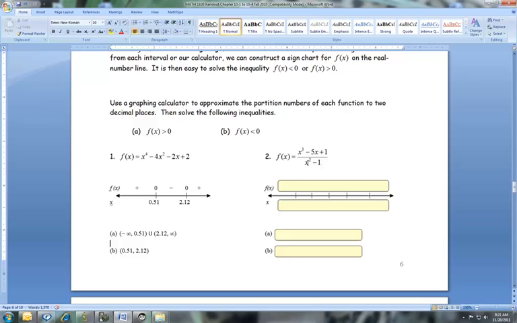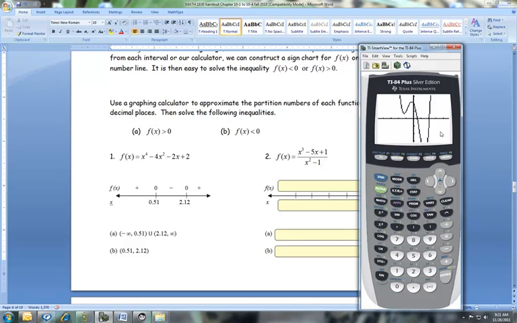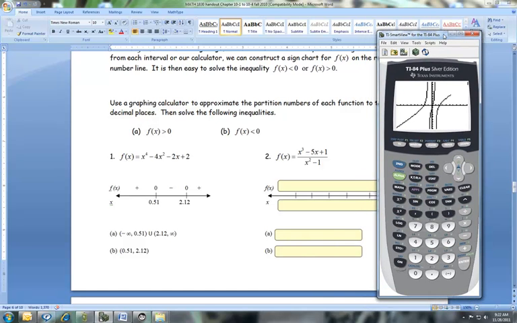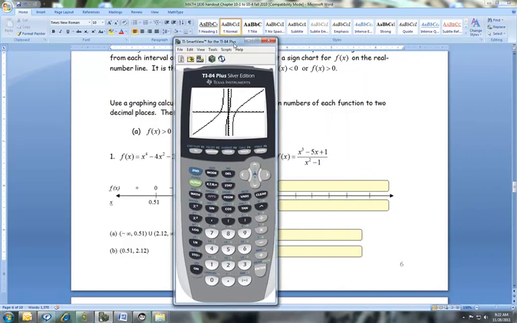Now let's look at this one. This has partition numbers not only where the function's equal to 0, but also where it's discontinuous. I have to take all of those into consideration. So let me go back to y equals. I'll turn this one off now. Let me go down and turn this one on. And let me do a zoom 6. I always do a zoom 6 first. I'll pull it over here.